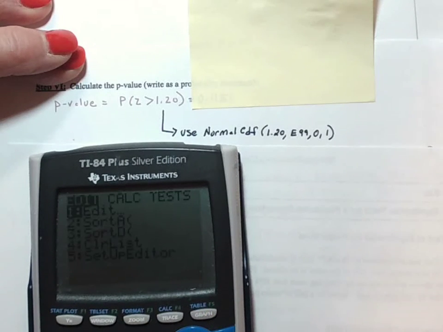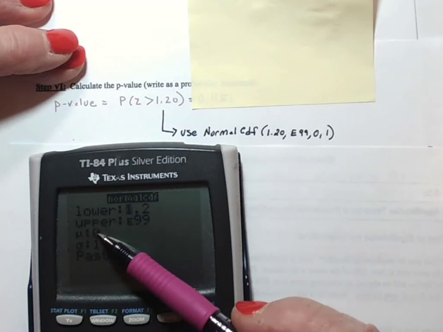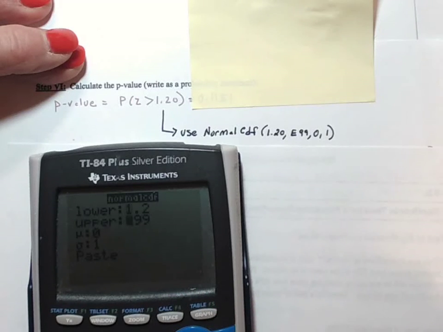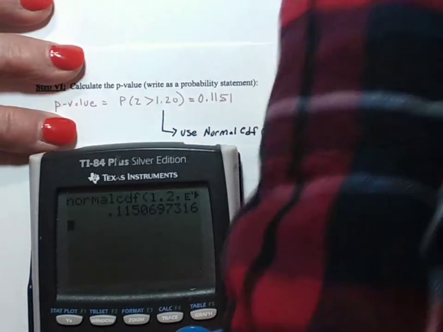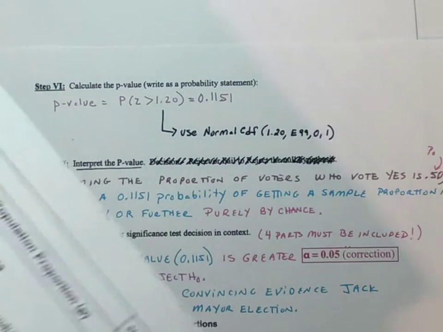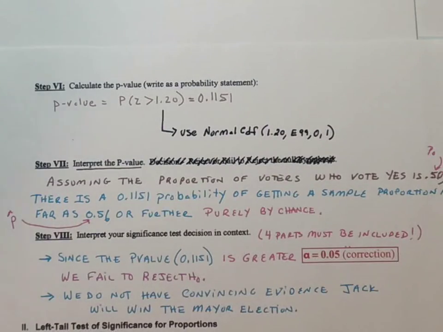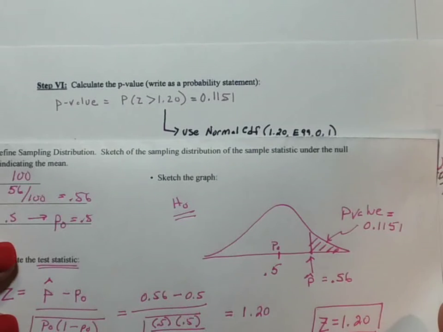So here we're going to go second distrib, normal CDF. Our lower bound is 1.2. Our upper bound is some large number or positive infinity. This is a standardized score with a mean of 0, standard deviation of 1. Okay, and you can see that this p-value that you have here is identical to the p-value that we found right here using your calculator.